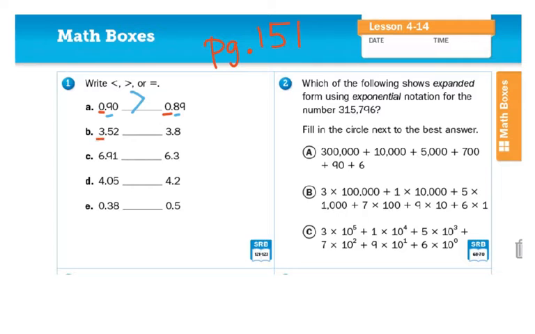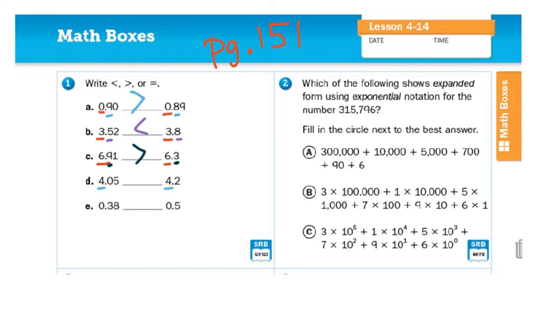B, start with the ones place, the same. So the next place I move to is the tenths. 5 is less than 8. We're not looking at 52 versus 8. We're looking at the tenths place. C, 6 and 6 is the same. Next, I'm going to look at the tenths, 9 and 3. 9 is greater than 3 tenths.